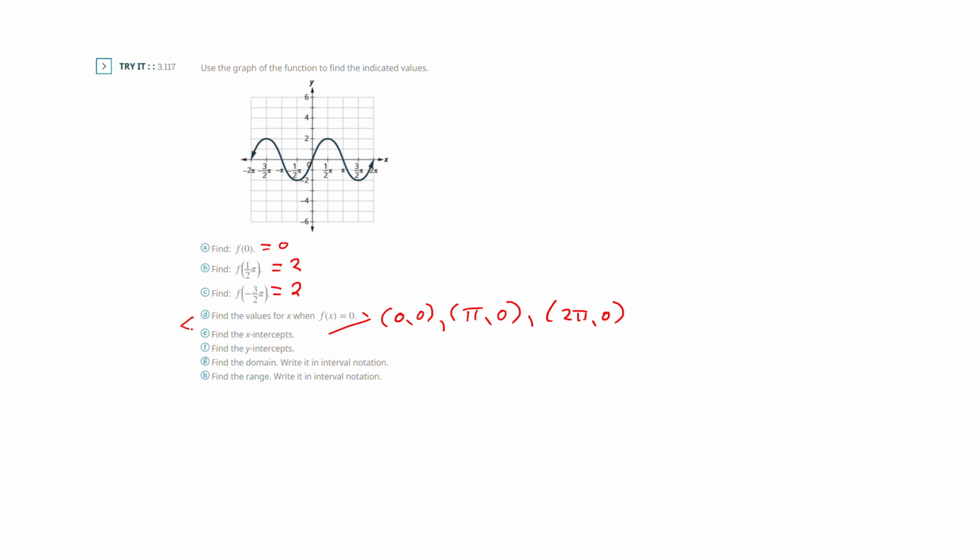It's where we hit the x-axis. So D and E here are the same thing. They're synonyms. Okay, the y-intercepts are where do we hit the y-axis? Well, there's only one place. Now, y-intercepts are when x is 0, but it just so happens it's the origin, so we'd get (0, 0).